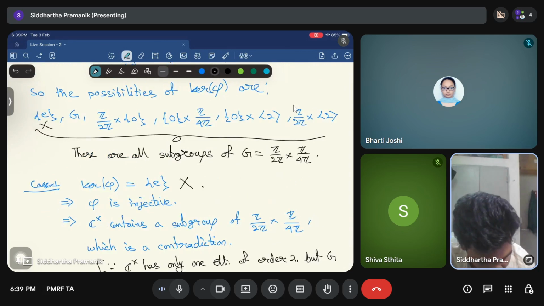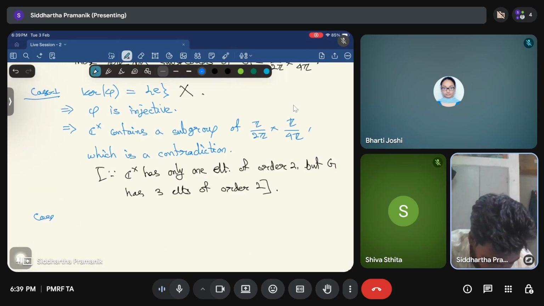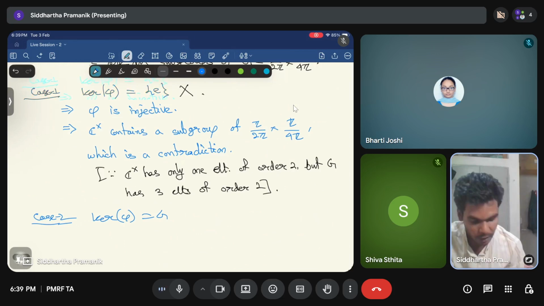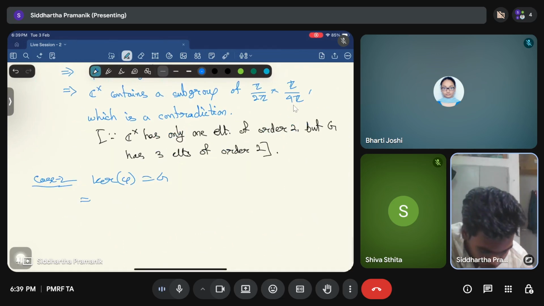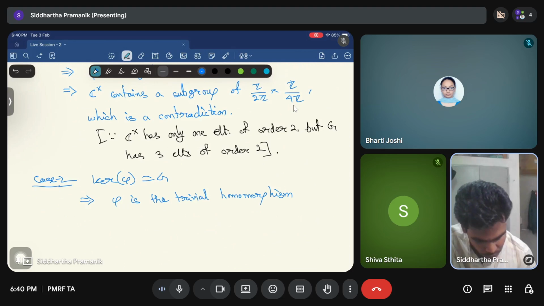So let's check the other one. Case 2: the kernel is the whole group G. So if the kernel is the whole group G, that implies phi is the trivial homomorphism. And this is possible, right? The trivial homomorphism is always a homomorphism. So in this case, we have one homomorphism. So this is possible.